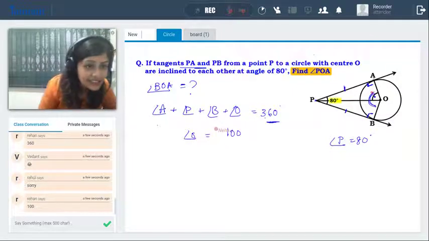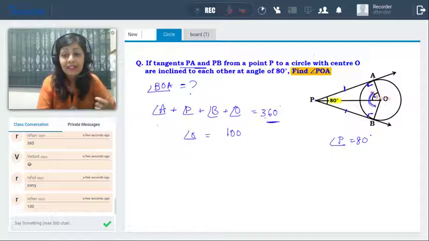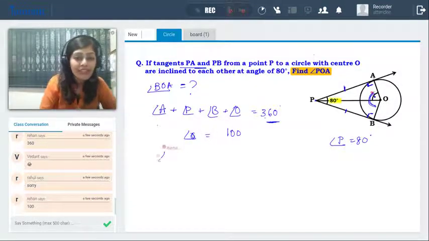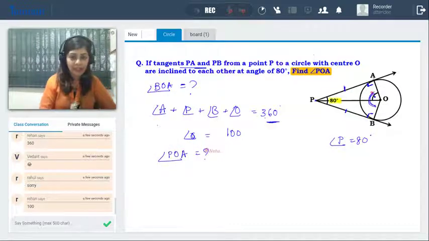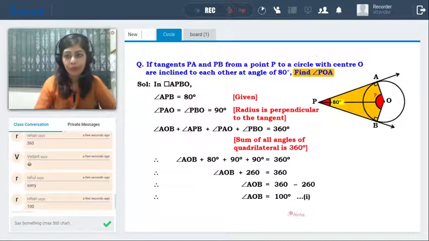Yes, Rehan, that's correct. So angle O is 100 degrees. Now, students, pay attention. But do we need angle O? No. What we need is angle POA, which is a part of angle O. So let's quickly see how we get POA from O.